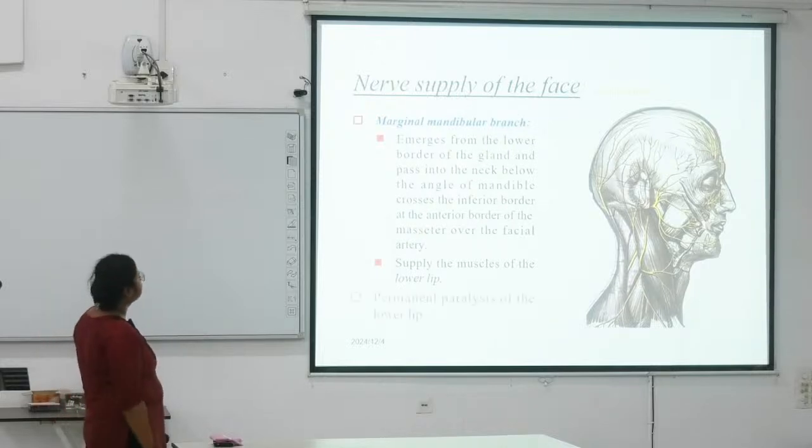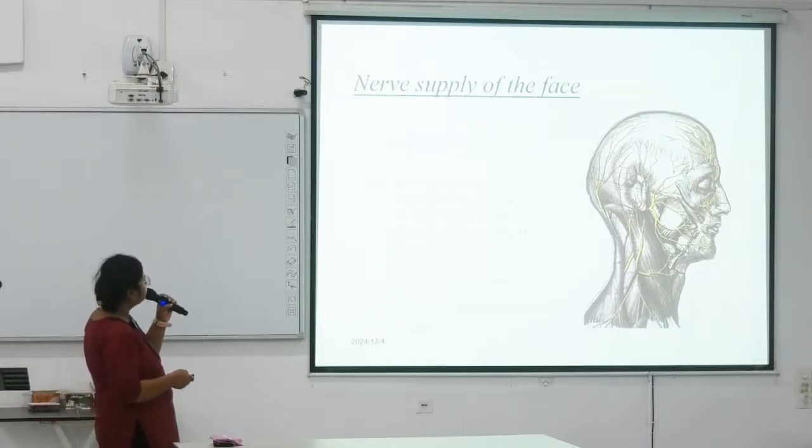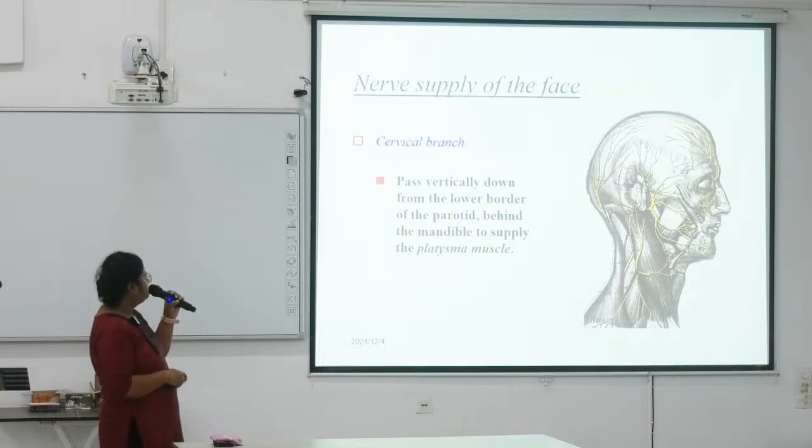Paralysis of this branch leads to paralysis of the lower lip. Next, it passes vertically downward from the lower border of the parotid. See, this is the cervical branch. It passes vertically downward from the lower border of the parotid behind the mandible to supply the platysma muscle. Okay, it will supply the platysma. This one, not this here. This is the cervical branch.